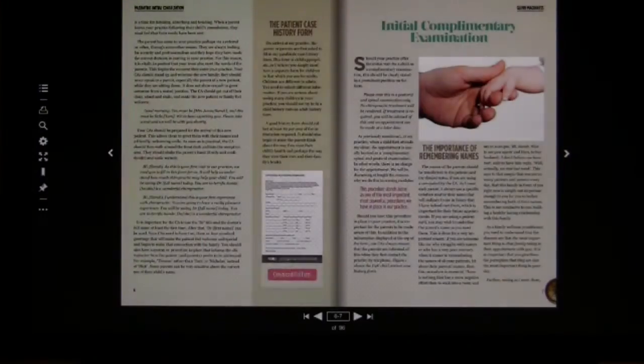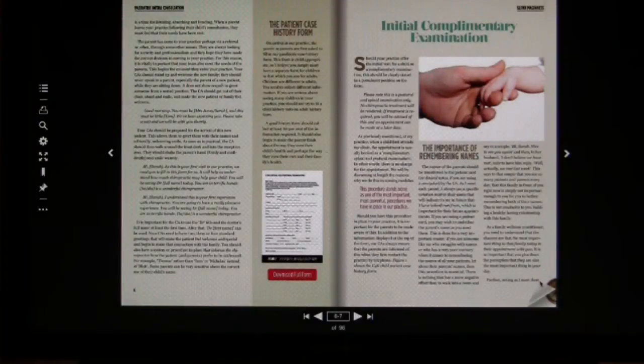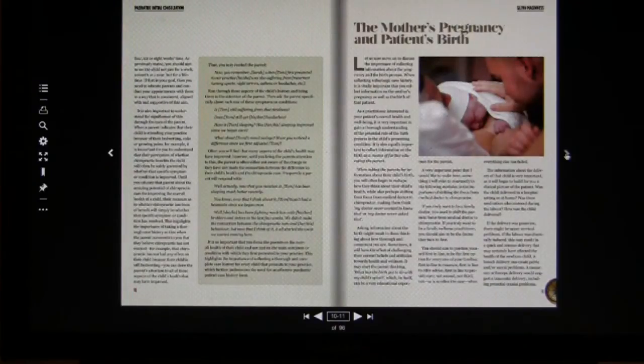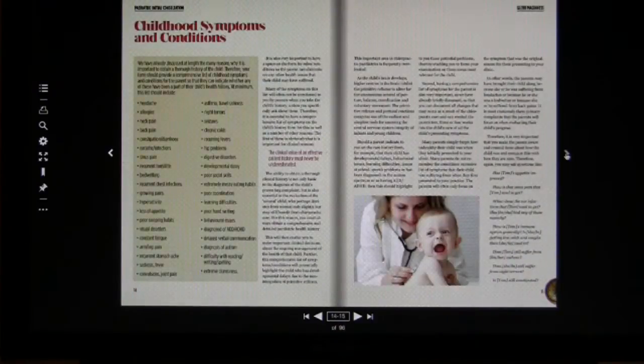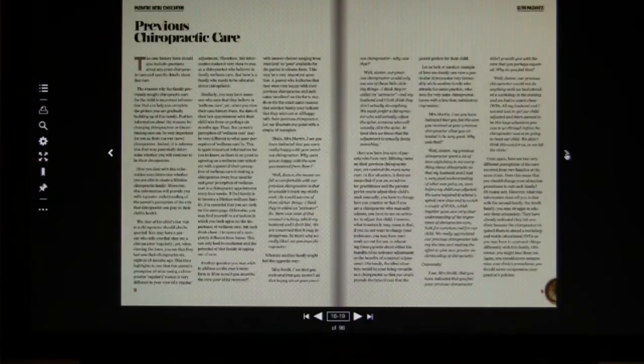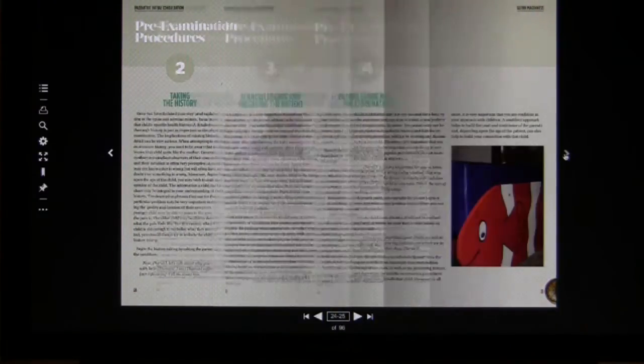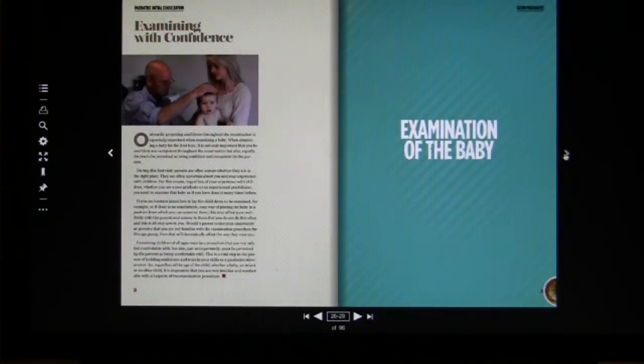This module begins by exploring the essential information you need to collect during the taking of the child's history. It details the specific and very important initial procedures and protocols involved in the child's first visit, including the examination of the neonatal baby, as well as the toddler and older child.